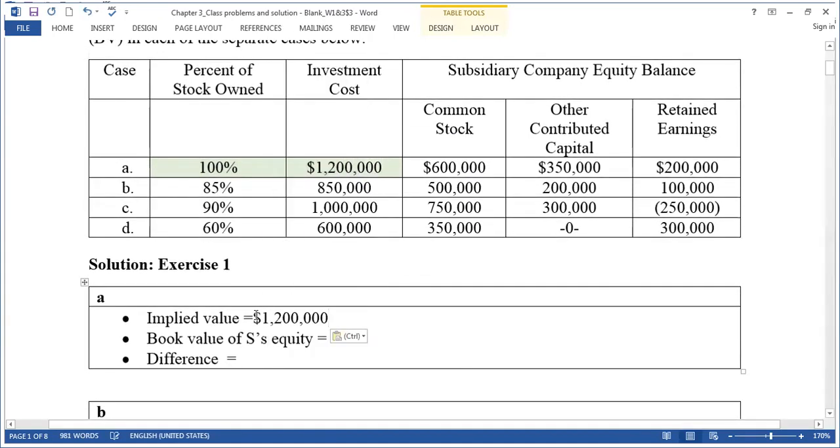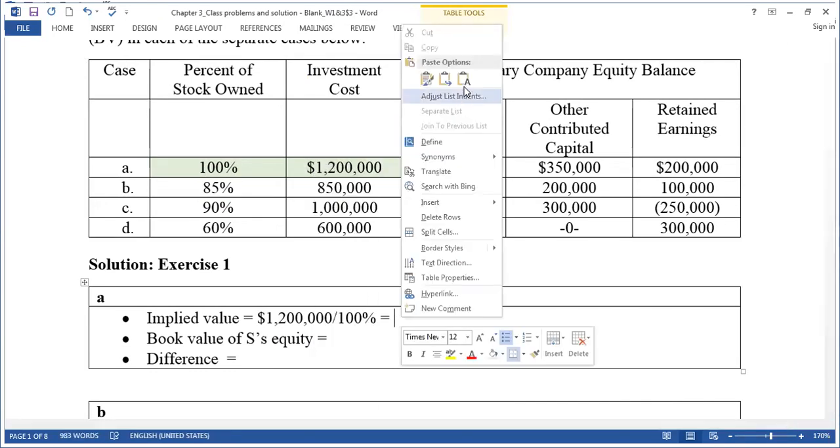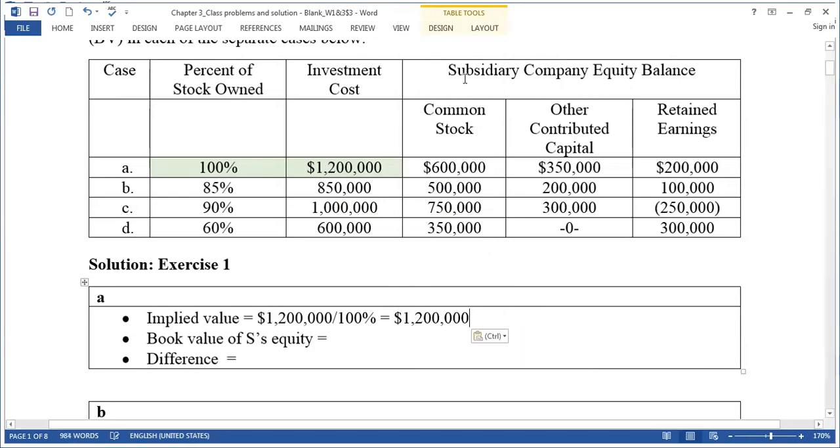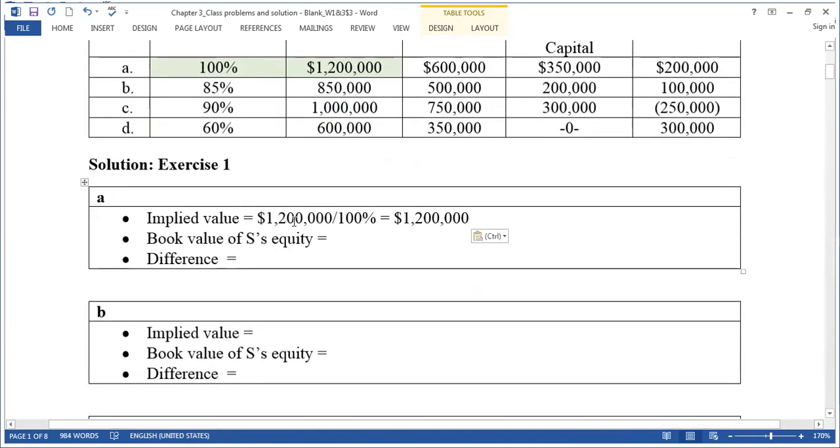So this is your investment, and divided by the percentage, which is 100%. So this is $1.2 million. As it is 100%, this is our implied value. So we calculate our implied value. Then we have to calculate the book value.